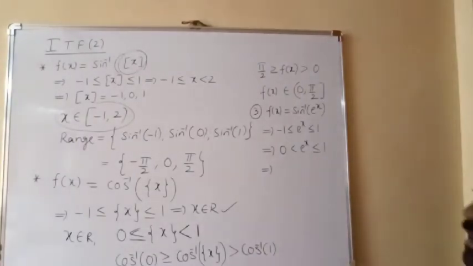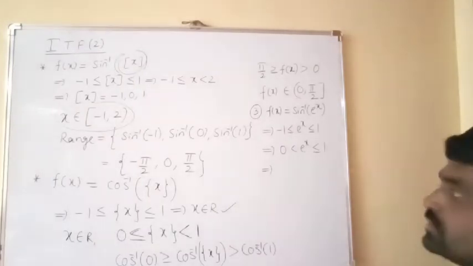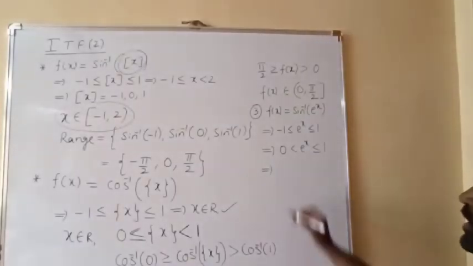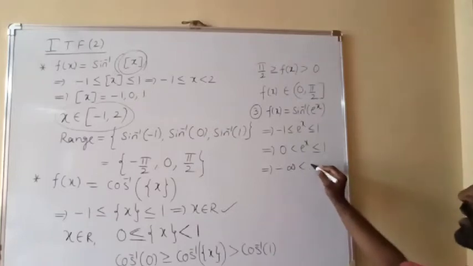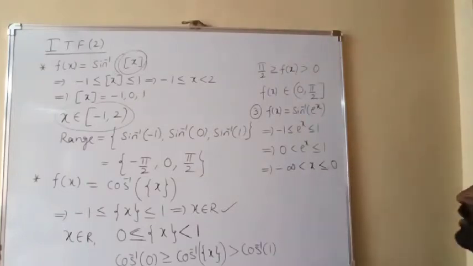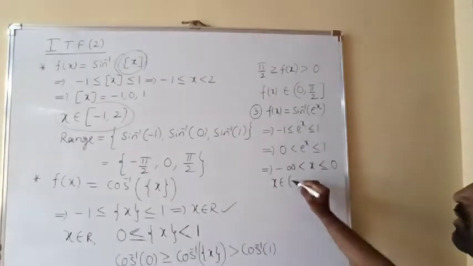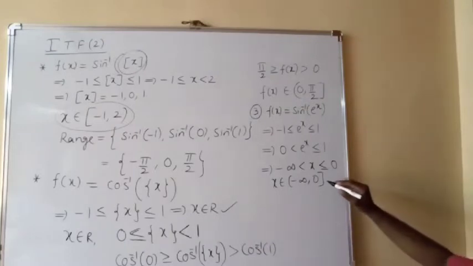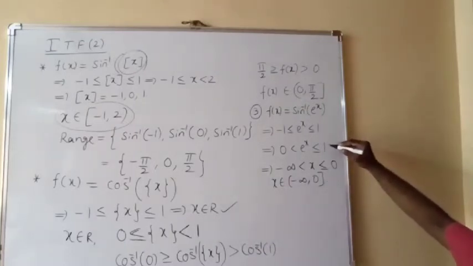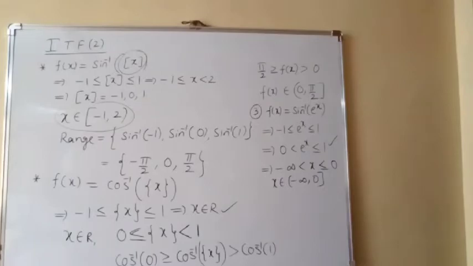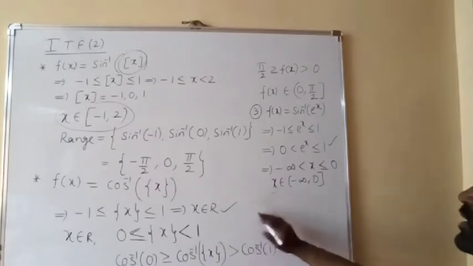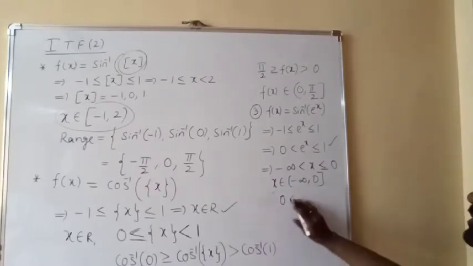E power x is what kind of function? Increasing function. So to get x values we have to apply the inverse of exponential, which is logarithmic. Logarithmic with base e is increasing. So log 0 gives minus infinity, less than x, and log 1 is 0. So that means x belongs to minus infinity comma 0. This is the domain. For this domain of the function, e power x takes the values 0 to 1.